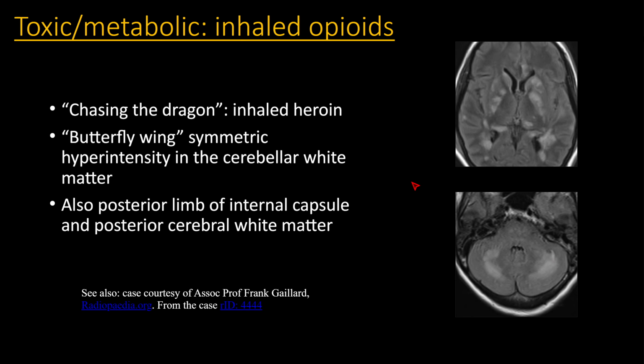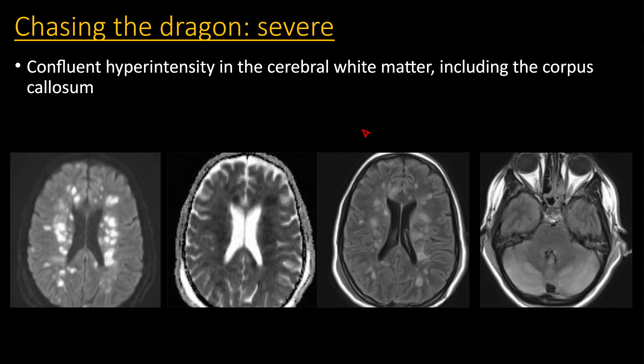Other findings you can see in this would be a pretty prominent hyperintensity involving the posterior limbs of the internal capsule, extending into the posterior cerebral white matter. Now, when this condition tends to be severe, it can actually extend to being this confluent hyperintensity in the cerebral white matter and involving the corpus callosum.